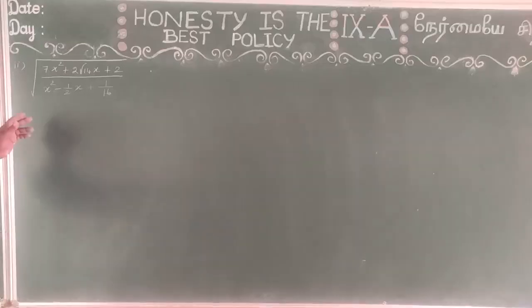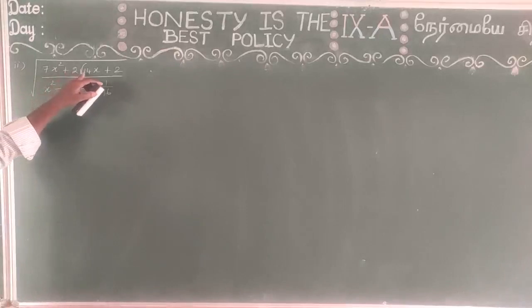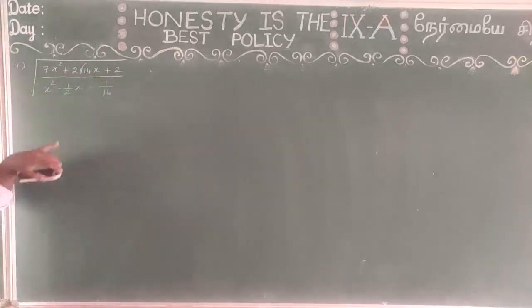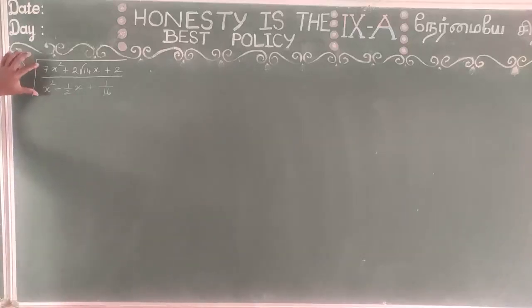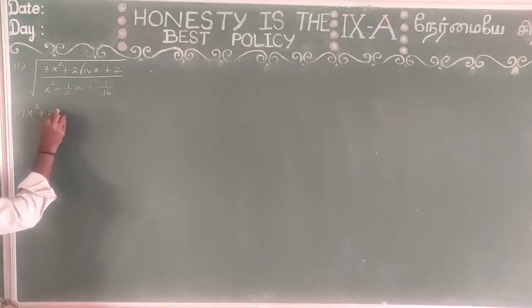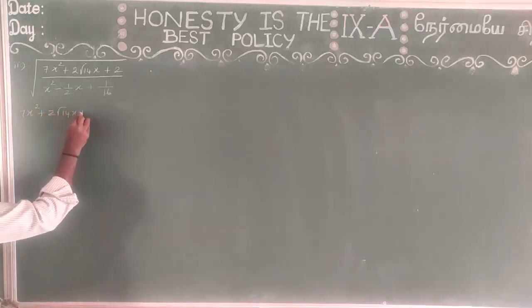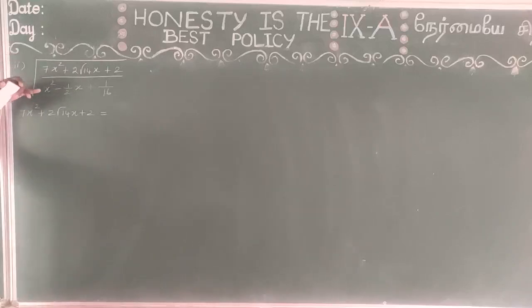That's all. Second subdivision: square root of 7x squared plus 2 root 14 x plus 2 divided by x squared minus 1 by 2x plus 1 by 16. First here applying the factorization method, that means 7x squared plus 2 root 14 x plus 2, that is equal to. So we have to factorize the numerator and denominator.